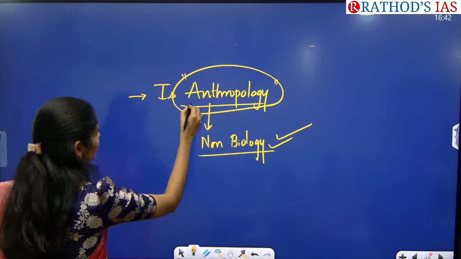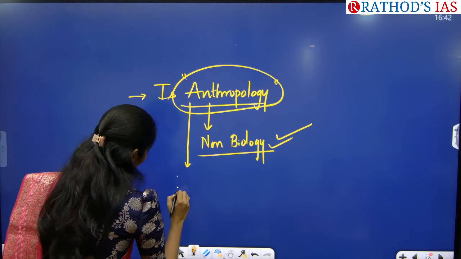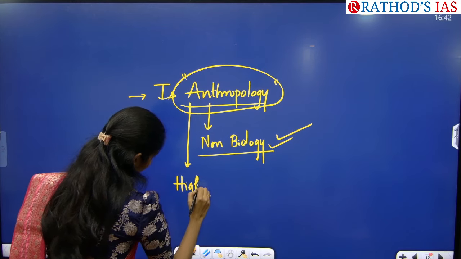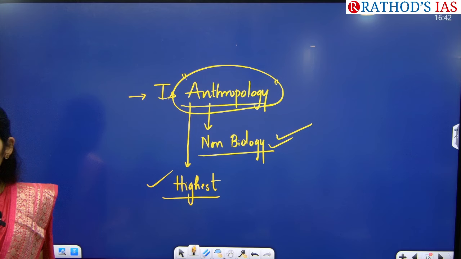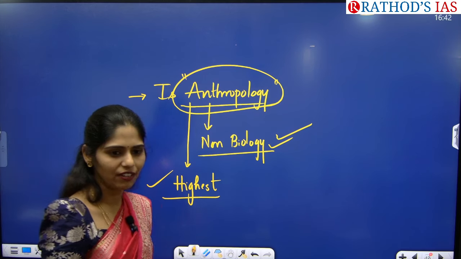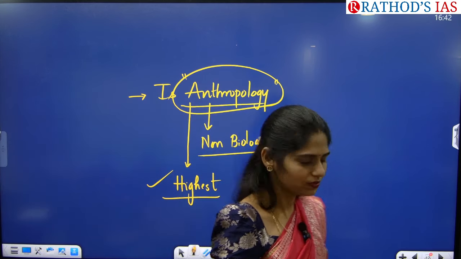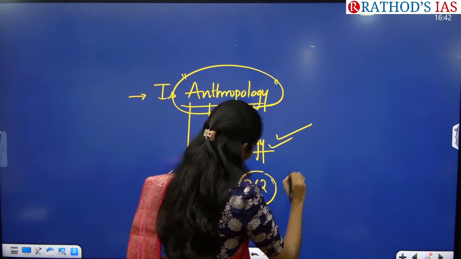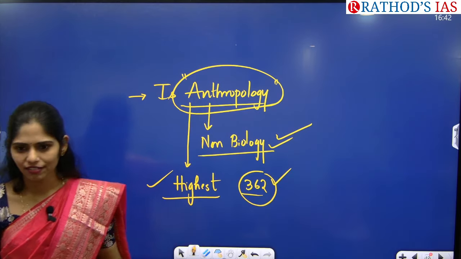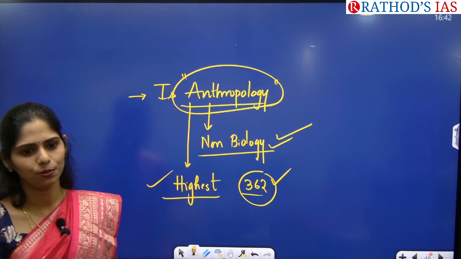Okay, and one more thing here is the highest marks. So do you know what is the highest score in this anthropology till now? For 500, 362. Okay, so in 2018, Lakshmi N got All India rank 45 with 362 marks in anthropology.